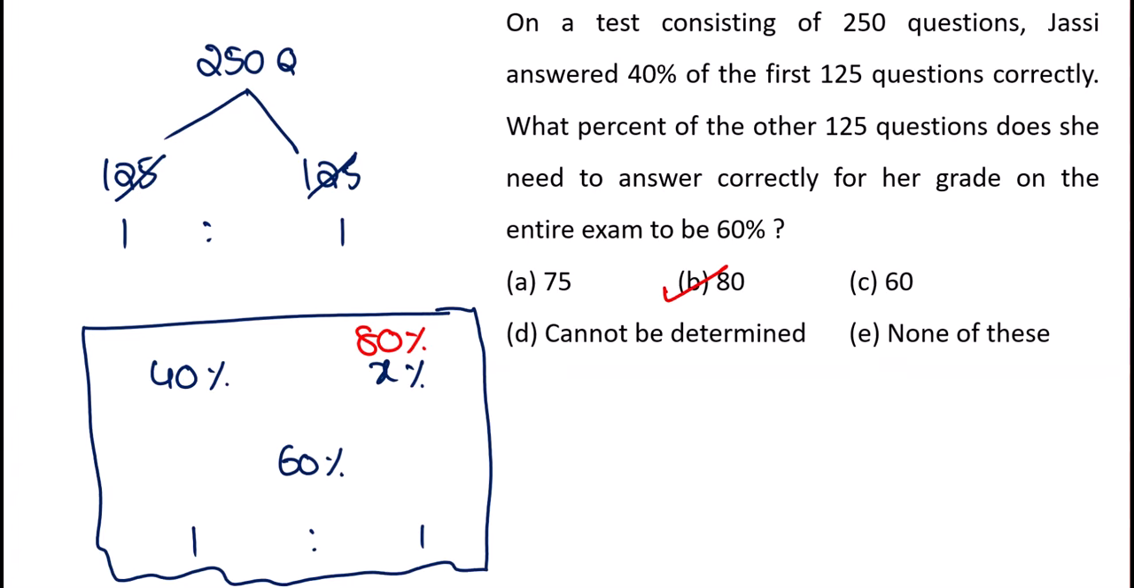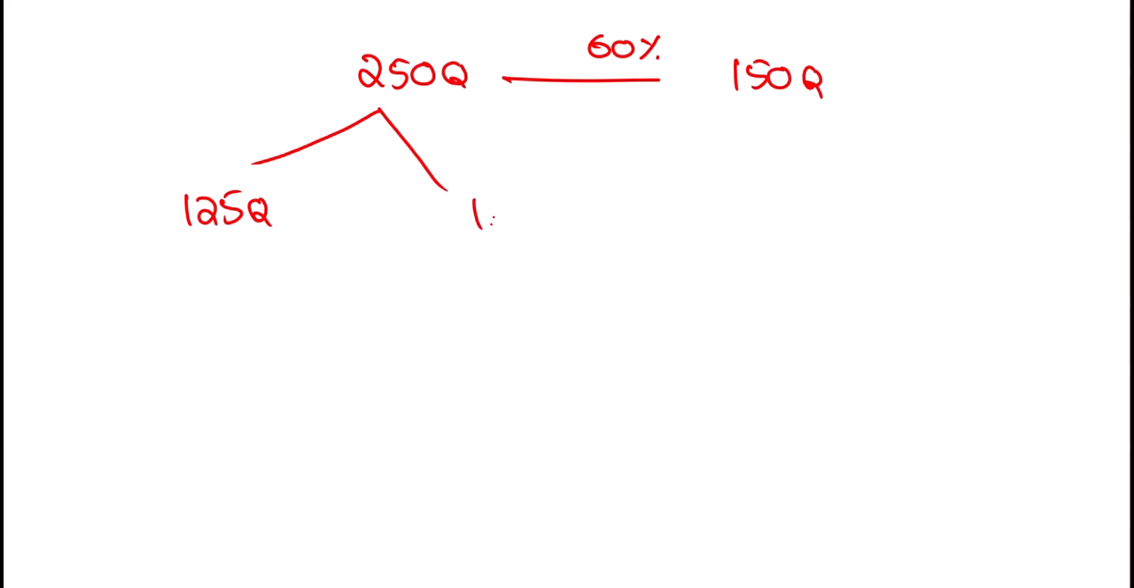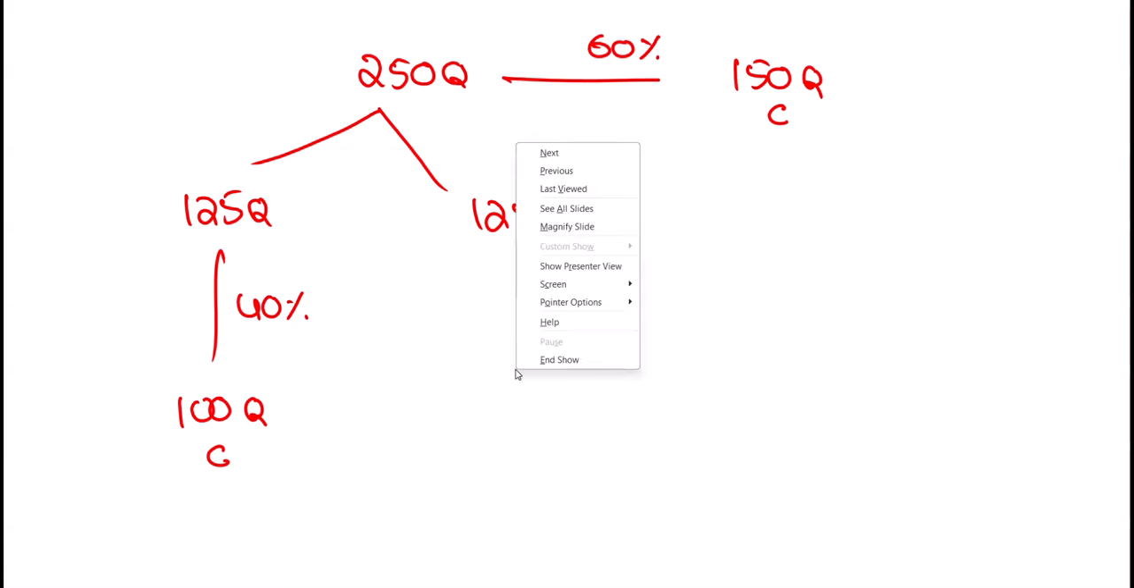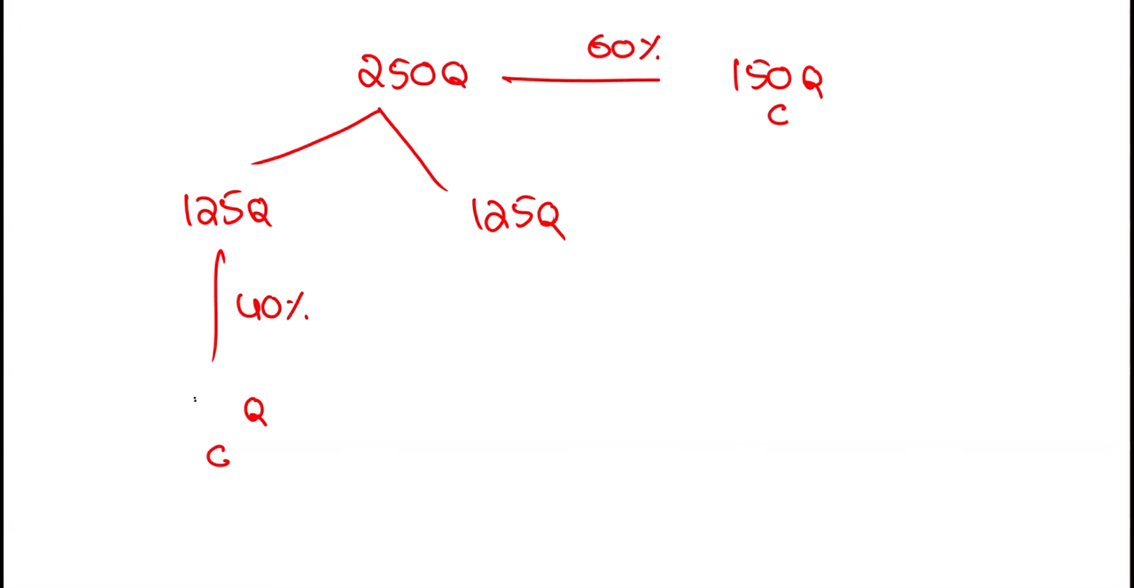Or else, what if you say, sir, I don't want all this stuff, I want only the percentages model. Out of 250 questions, overall you want 60% to be correct. 60% of this is 150. Now in the first 125 questions, you got 40% only correct. 40% means 50 only correct. Sorry, 40% is 50, yeah.